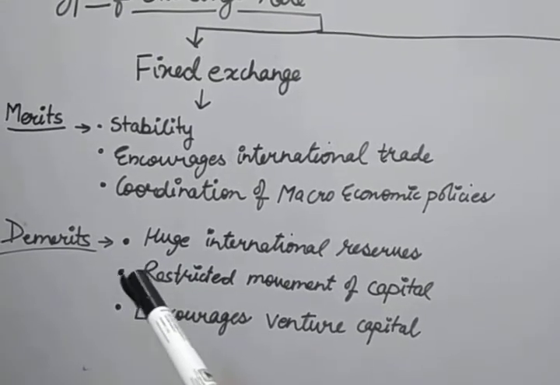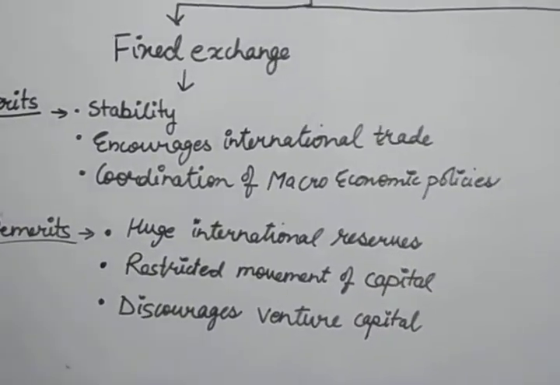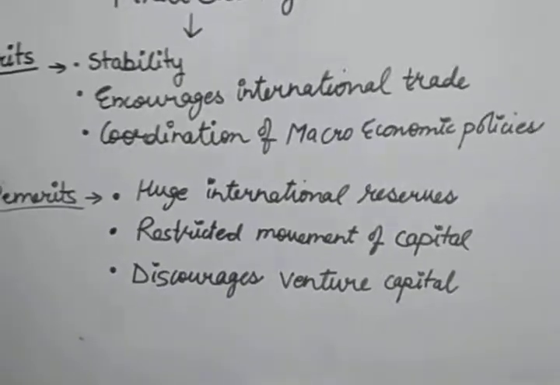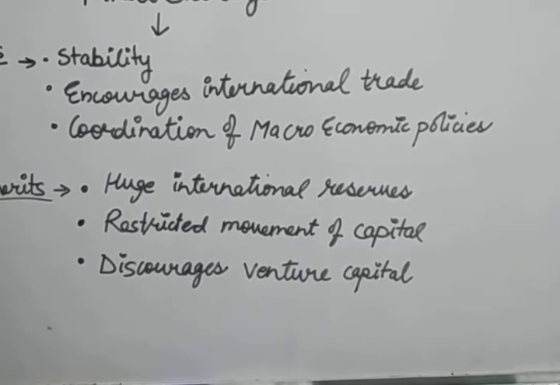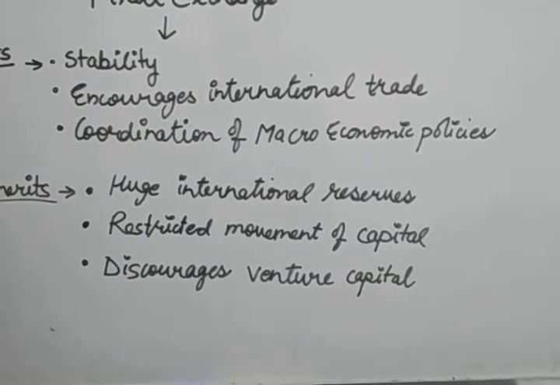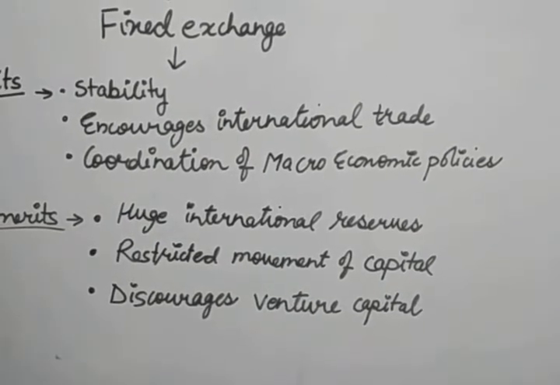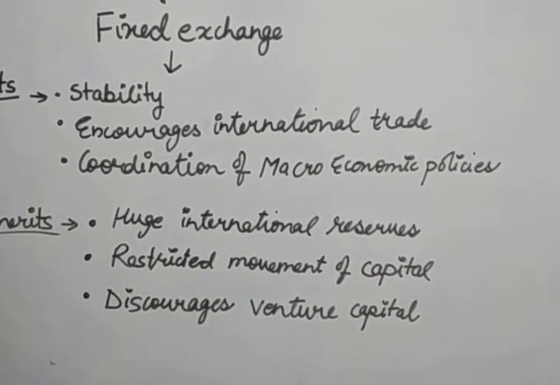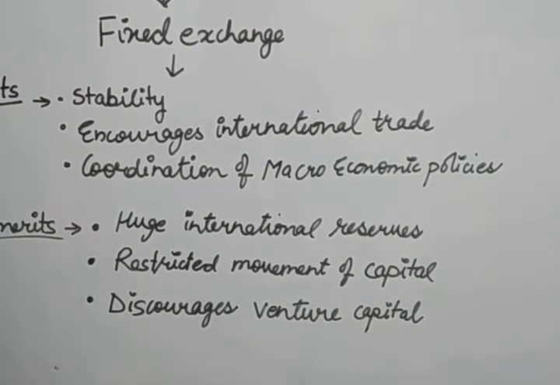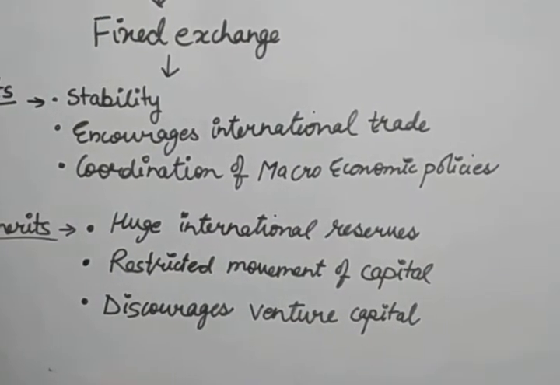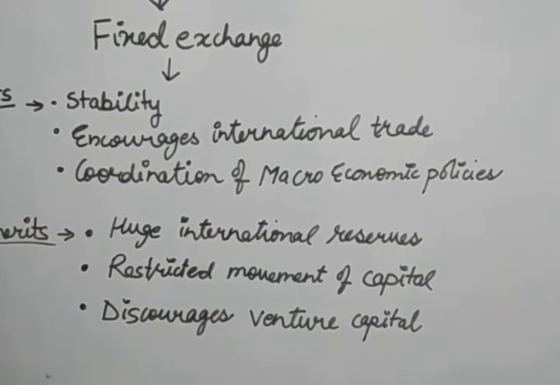Now the drawbacks of the fixed exchange rate system. First is the need for huge international reserves. Fixed exchange rate restricts the movement of capital across different parts of the world, because the international growth process suffers, and since the exchange rate is fixed, investment is also fixed. Every country has to keep international reserves with themselves. That is why international trade is automatically restricted.